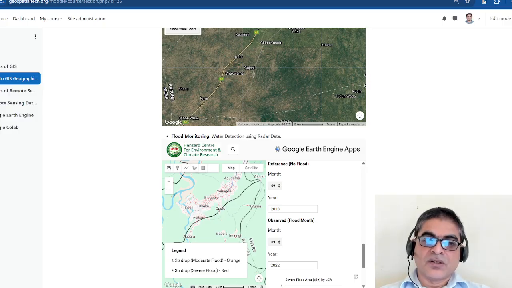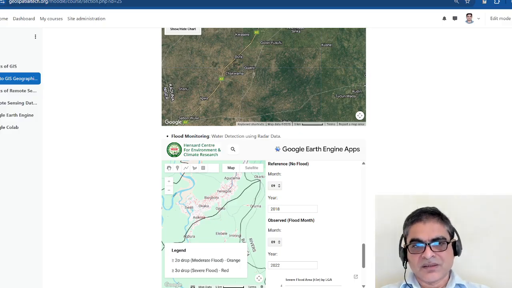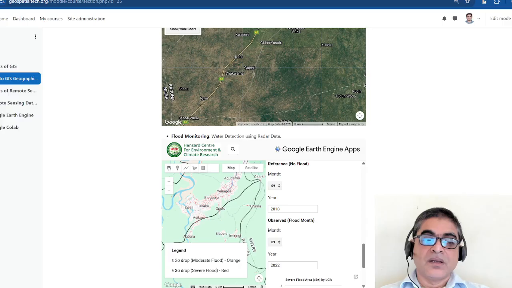In the next chapter, we will discuss remote sensing data, that is, what satellite images are and what their characteristics are. Unless you know the characteristics, you cannot do analysis. That's why after this we will go to the next chapter.